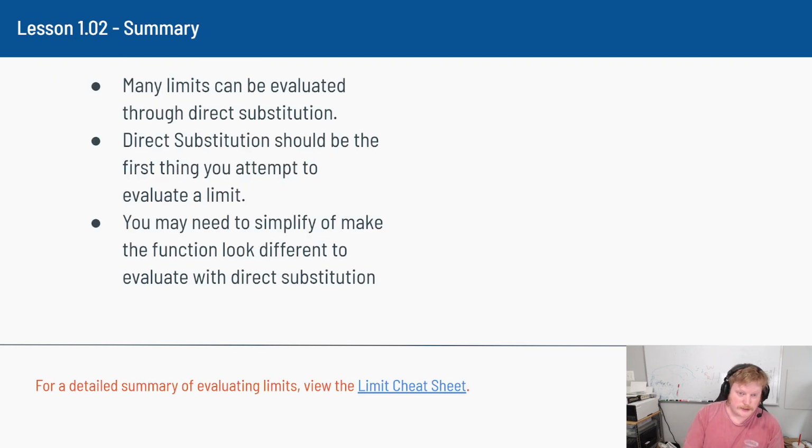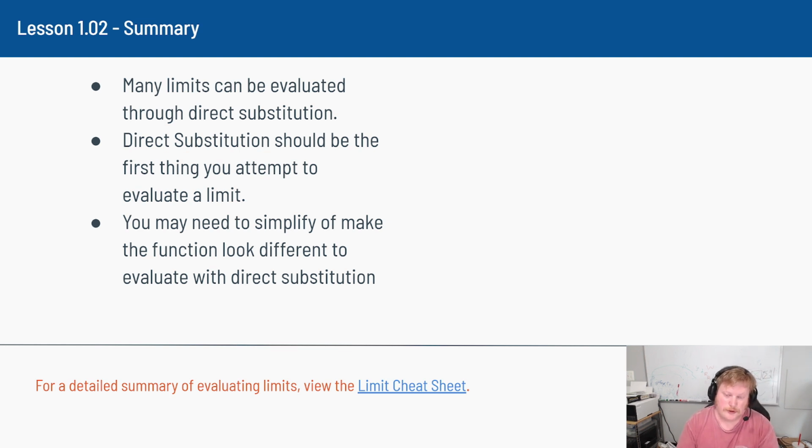So in quick summary, a lot of limits can be evaluated through direct substitution. Direct substitution should be the very first thing that you try to evaluate a limit. If direct substitution fails or you get some weird result, you may need to try to simplify the function or make the function look different in some way. I've linked a cheat sheet that shows a flowchart of the way you should think about evaluating a limit.